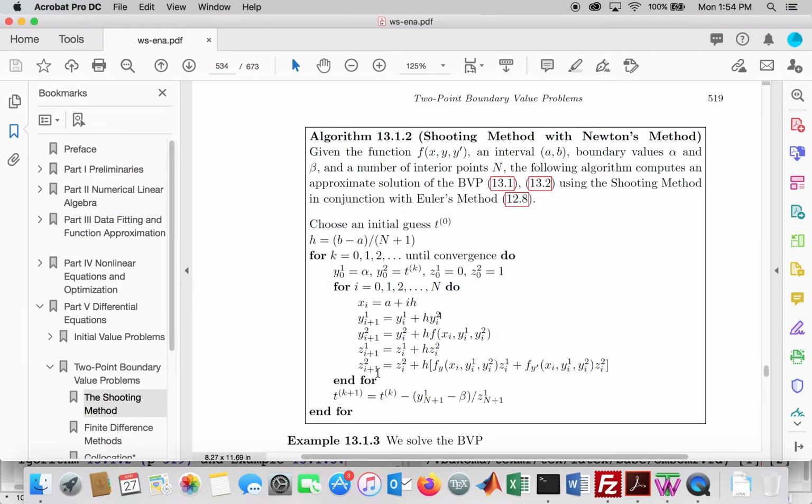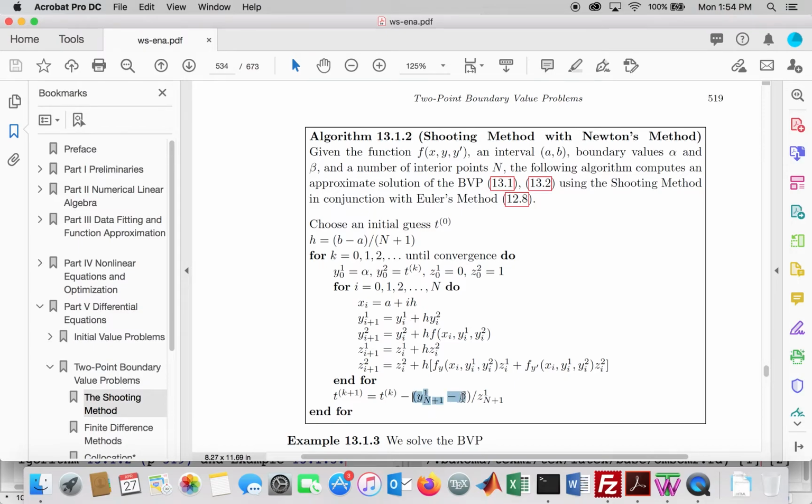So now we need to carry out the Newton's method step, and that is what is done here. Now recall that Newton's method is the following. New value equals old value minus function value divided by derivative. So the function value is your y1 evaluated at x equals b. Well, that would be the point where the x value was index n plus 1. So it's the last x value, and it's y1 that represents y of x, and then minus beta.